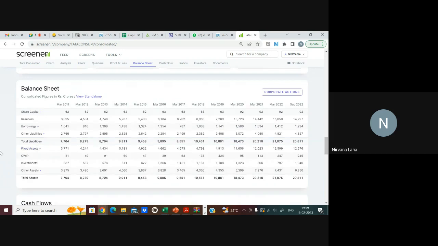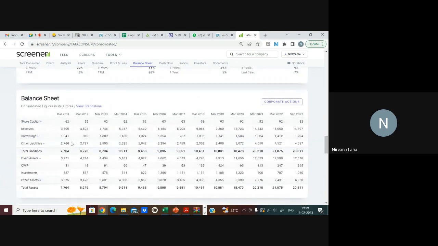So every company on the balance sheet, this is the balance sheet, right? This is the liability side, this is the asset side. The net worth of a company is the sum of share capital and reserves. It is basically total assets minus total liabilities. Liabilities are borrowings and other liabilities. If you subtract these two, what remains is equity, right?